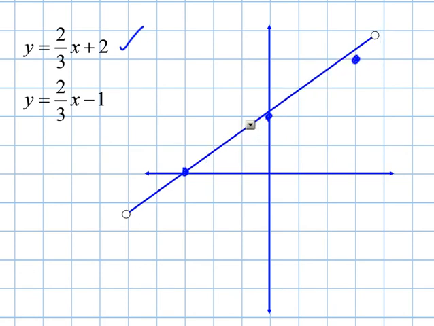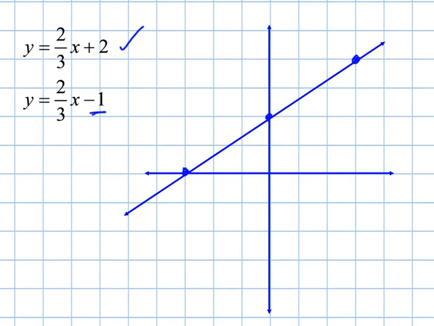Oh, the computer's not happy with me today. Okay, close enough. Now we're going to graph the second line, y equals 2/3 x minus 1. Now we have a y-intercept of -1, which puts us down here, but our slope is again 2/3. So we're going to rise 2 and run 3, or go down 2 and to the left 3, and I'll just connect these by hand this time.